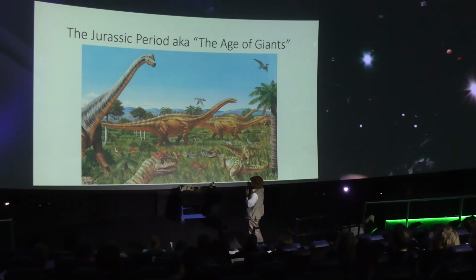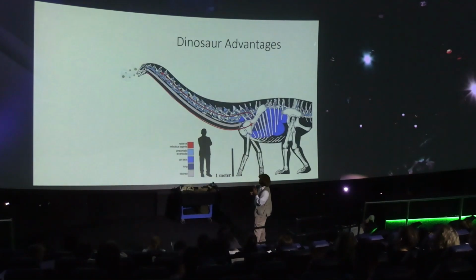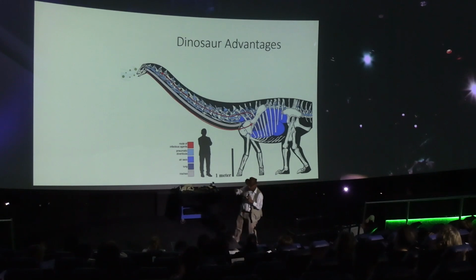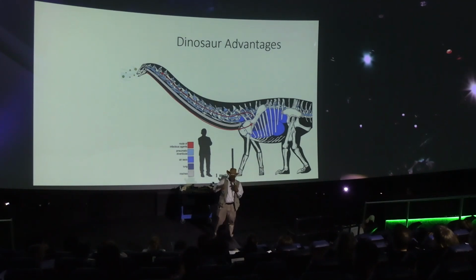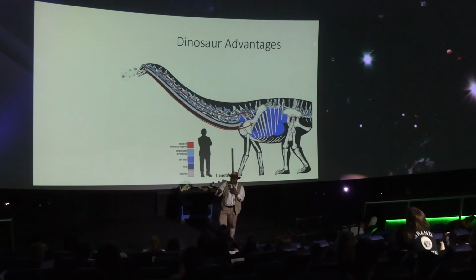So Jurassic is the Age of Giants. This is my area. I love the Jurassic period. And so one thing to point out is that dinosaurs got really big. Think brachiosaurs, those guys. So you and I breathe, like we're mammals, hopefully. I think you're all mammals. So the idea is that you breathe in and out.